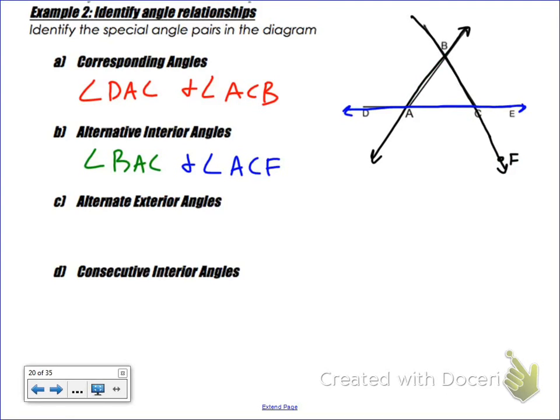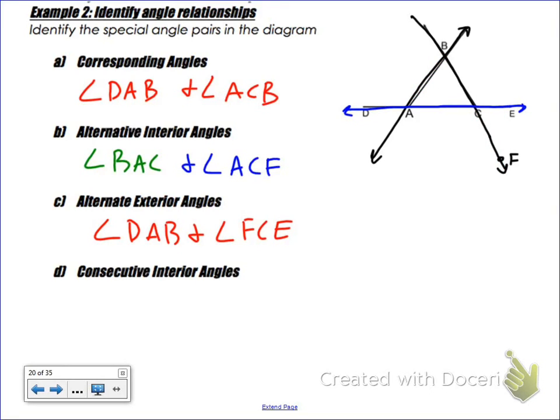For our alternate exterior angle pair, again, now we're looking outside the two lines, still on opposite sides of the transversal. So we'll go ahead and say angle DAB up here. And then outside the lines, on the opposite side of the transversal would be right here, angle FCE. So angle DAB and angle FCE will be alternate exterior angles.